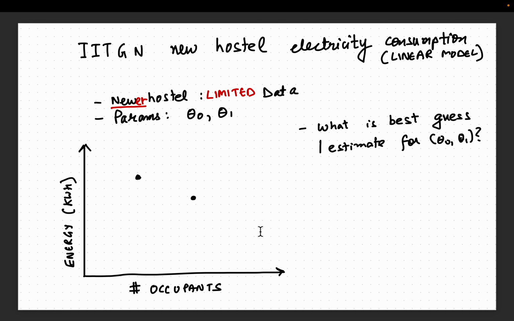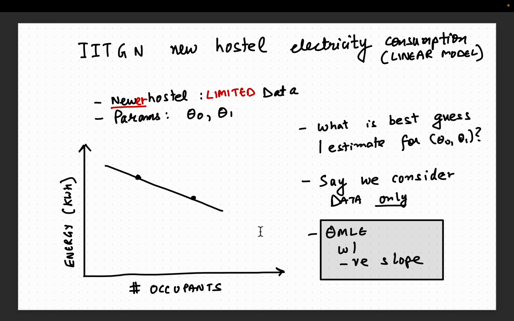But if we had very limited data for some hostel, and if we were to fit a line to it or just do MLE for it, we may get some parameters which may not sound very reasonable. Here it shows that the number of occupants is inversely related to the energy consumption. Therefore, theta MLE is limited. We'll have to be careful about using theta MLE.